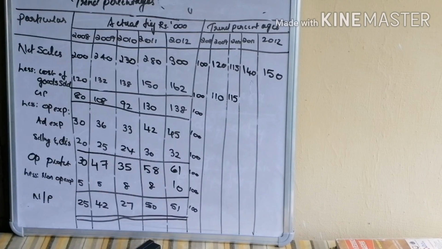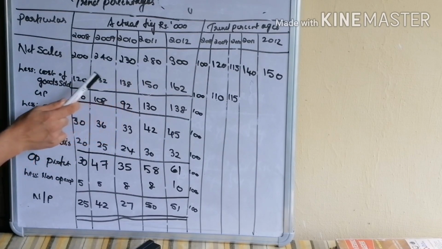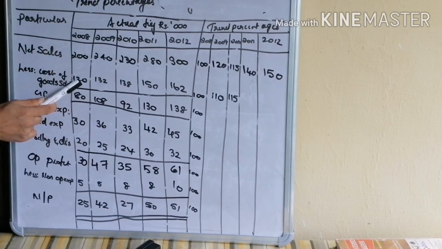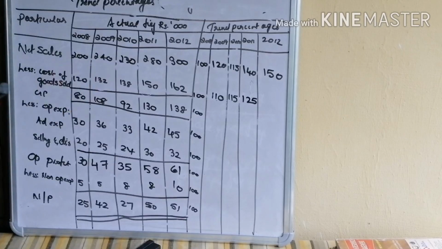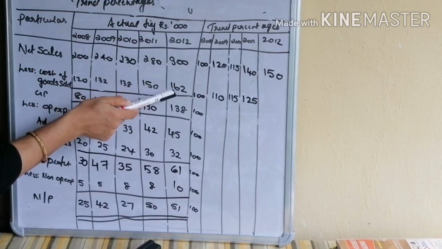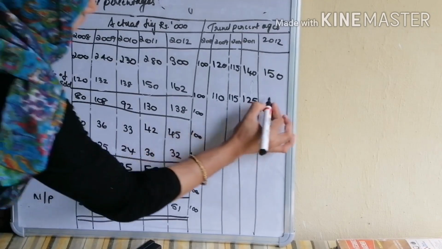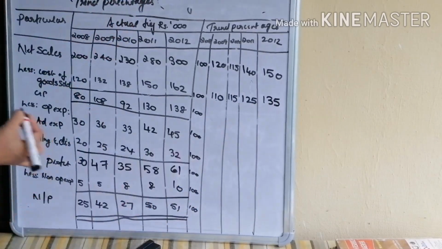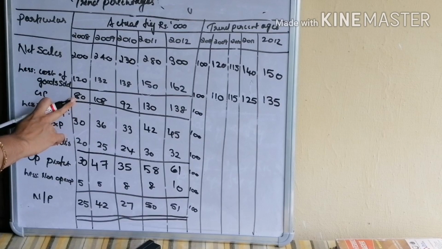Next year 2011. The 2011 cost is 150. 150 divided by the base year amount 120 into 100. The answer is 125. Next, tell me the answer for 2012. How do we calculate it? 162 divided by 120 into 100. The answer is 135. Next, we have to calculate gross profit like this also.